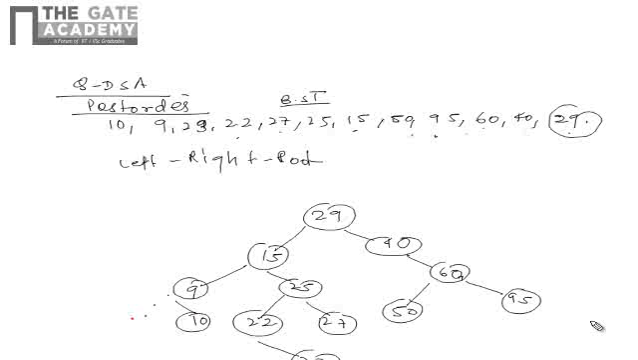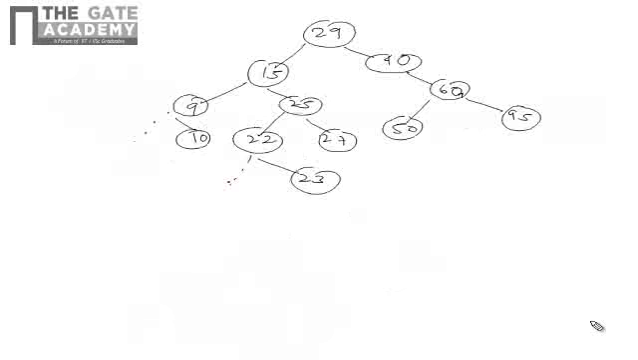We have no left subtree here and no left subtree out here, so this is empty. According to this traversal, this is the binary search tree. Fine, so now we have got the binary search tree. Now we have to go for the in order traversal.